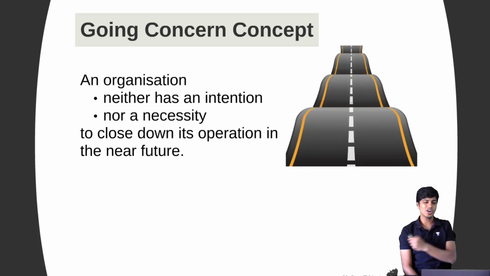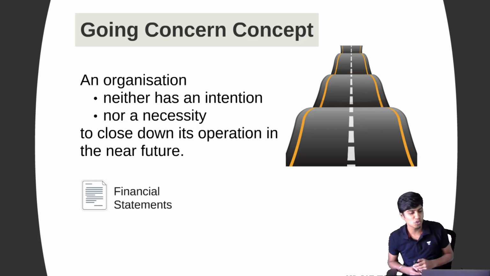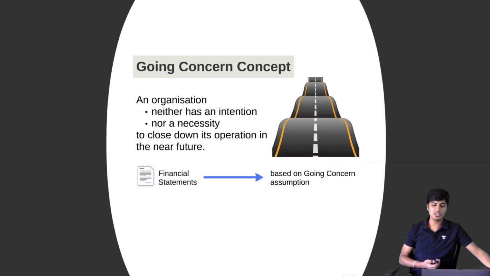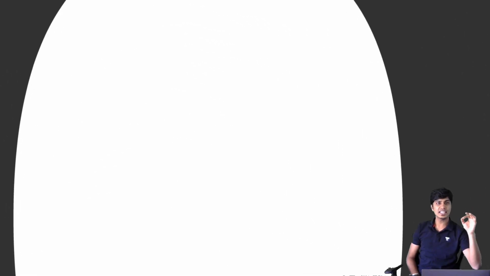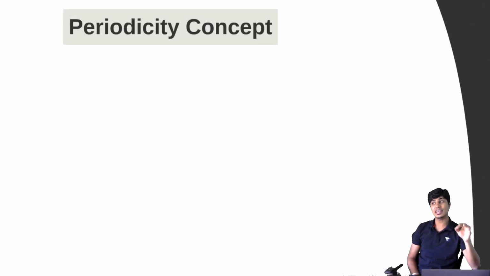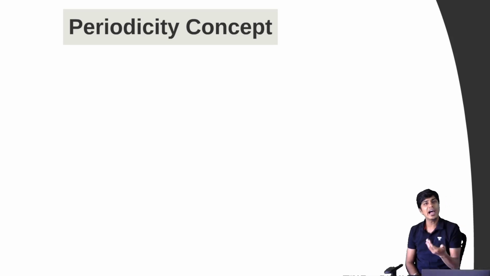So it says an organization neither has an intention nor a necessity to close down its operation in the near future. And this is going concern concept. It is the basis for preparation of financial statements of an organization. Then we'll go ahead to see periodicity concept, which says that though the organization has a lifetime which is really long, it has to break down that entire life into smaller parts and prepare books of accounts for the same. Why? To evaluate your results.